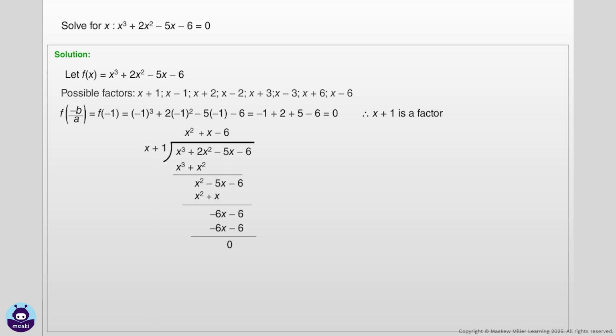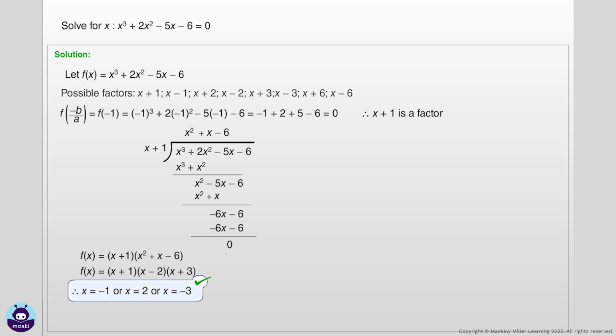We can now use long division to find the quotient. f of x equals x plus 1 times x squared plus x minus 6. We can now factorize the quadratic polynomial. f of x equals x plus 1 times x minus 2 times x plus 3. Therefore, x equals negative 1, or x equals 2, or x equals negative 3.